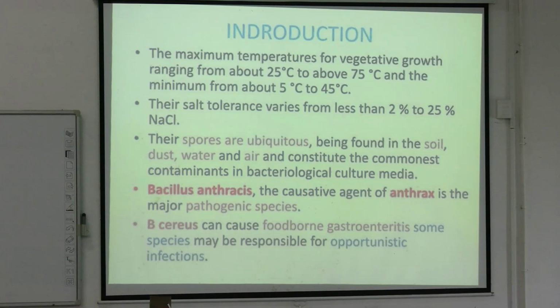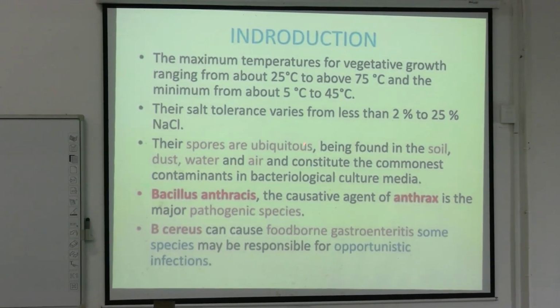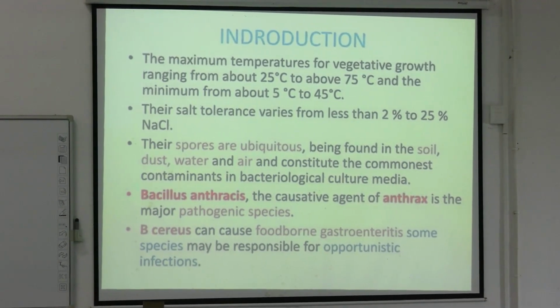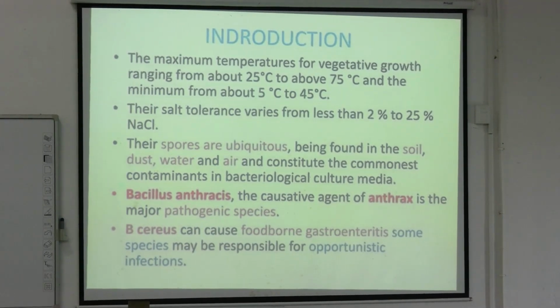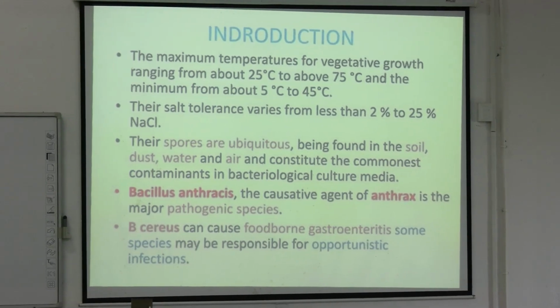The spores are ubiquitous. Where are they present? Mainly in the soil. Spores are moving around in the soil, and spores may survive up to 60 years. So it is so dangerous. Ubiquitous means everywhere: in the soil, in the dust, in the water, in the air, and in this group it is also present in meat, vegetables, and milk. That means food material. In poultry, everywhere this Bacillus cereus is present.